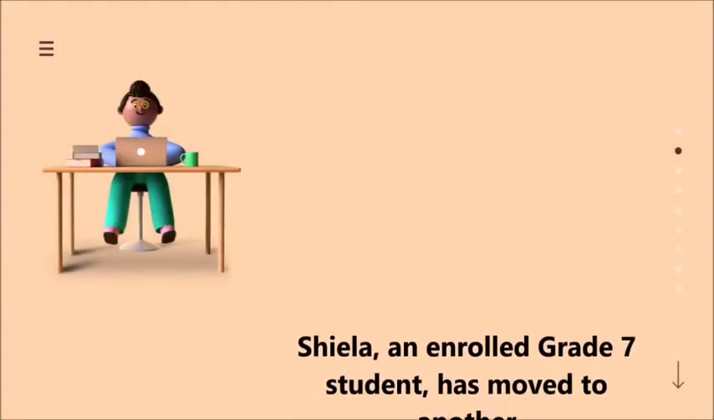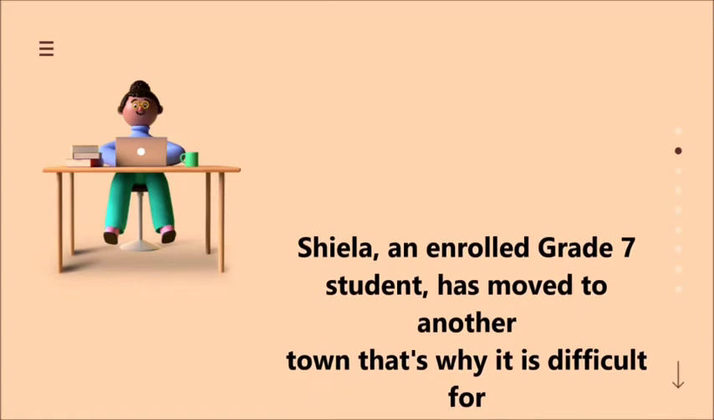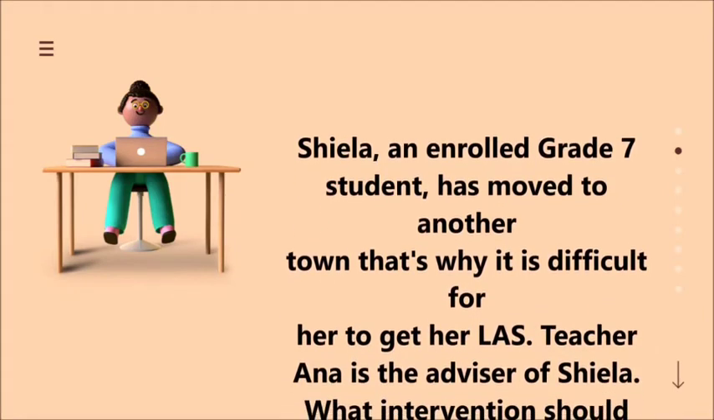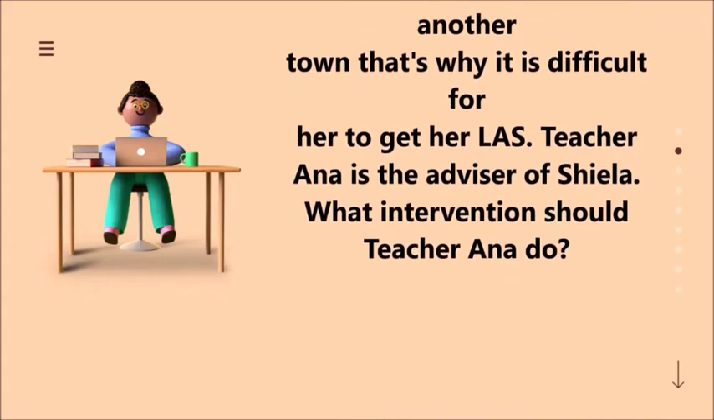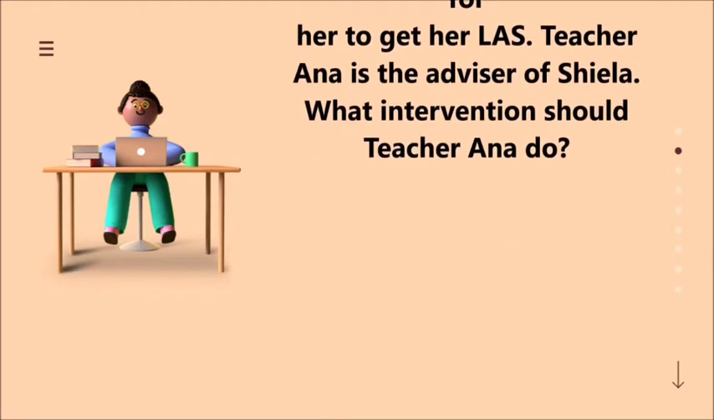Scene 2. Sheila, an enrolled grade 7 student, has moved to another town. That's why it is difficult for her to get her LAS. Teacher Anna is the advisor of Sheila. What intervention should Teacher Anna do?